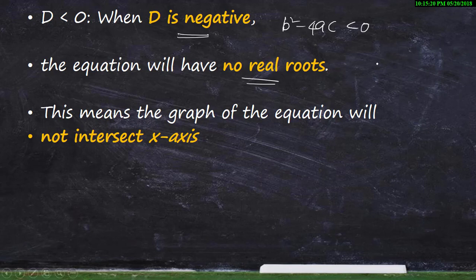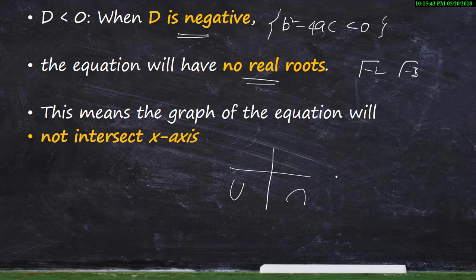For example, root of -2, root of -3, which are not defined as real roots. These are all complex roots. These are all imaginary roots. So this type of roots will come when the discriminant is less than 0. And the graph of the equation will not intersect the x-axis. The graph will pass somewhere like this or like this. It may cut the y-axis, but it will not cut the x-axis. So this is when D is less than 0.